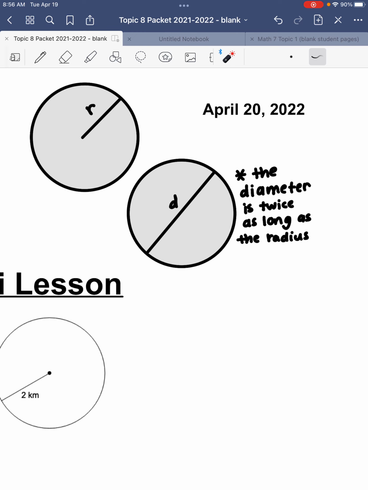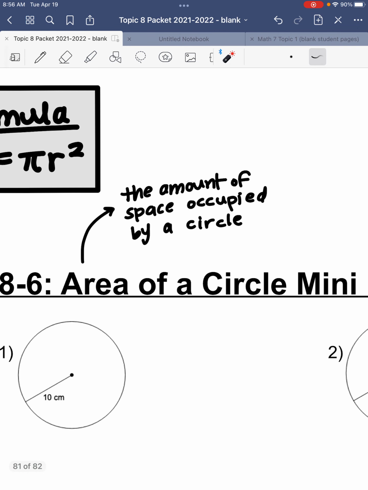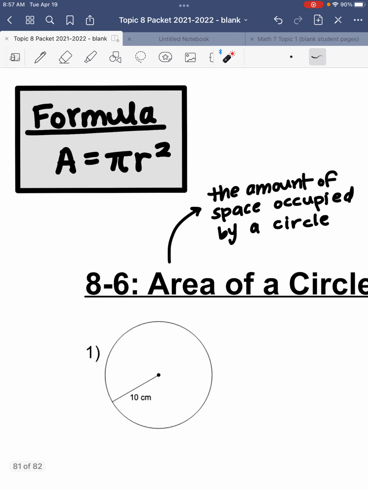Let's talk about what area is. Area of a circle is the amount of space occupied by a circle. So how much space does it take up? And there is a formula to find area. Our formula to find area is pi times the radius squared. Pi times the radius squared.